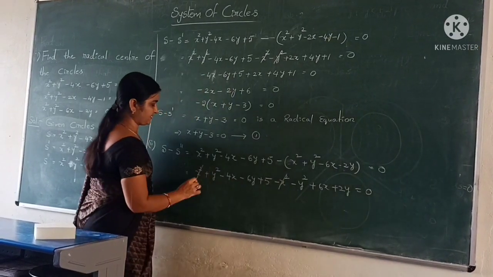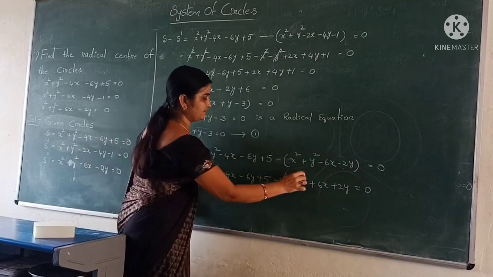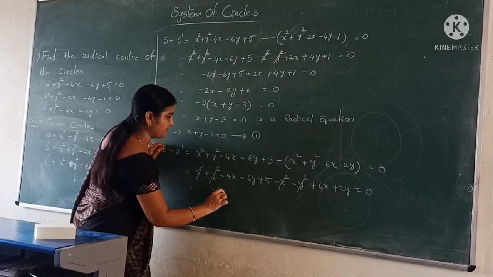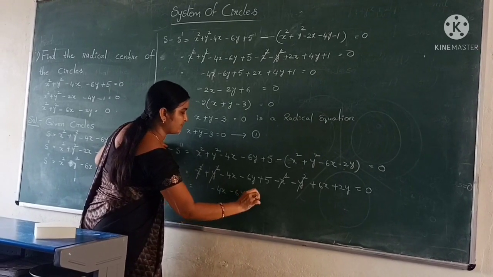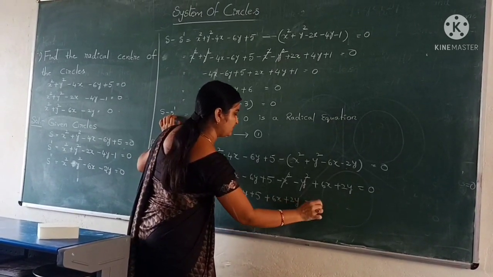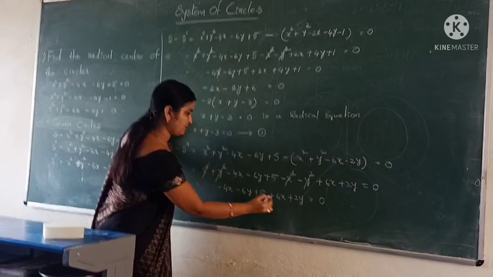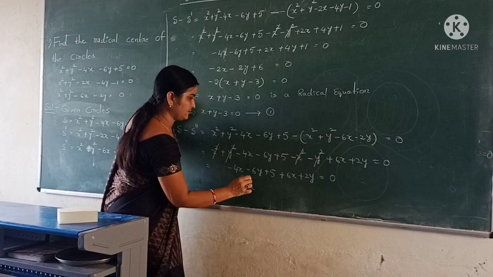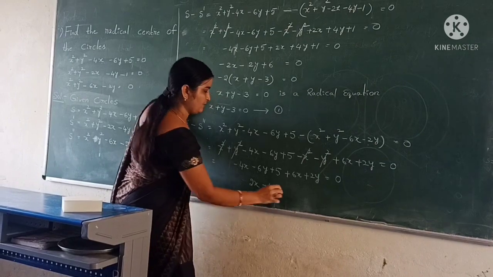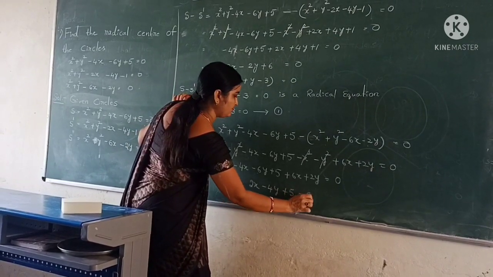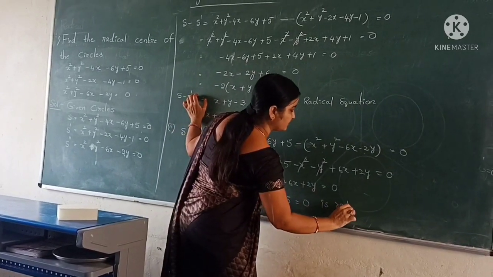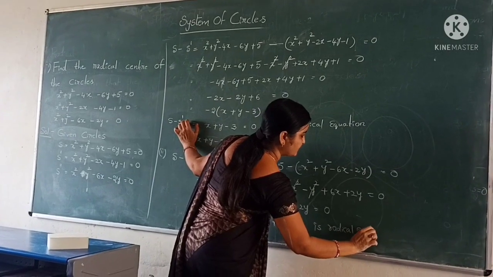Here x square minus x square gets cancelled, and y square minus y square gets cancelled. The remaining terms are minus 4x minus 6y plus 5 plus 6x plus 2y is equal to 0. Minus 4x plus 6x is 2x, minus 6y plus 2y is minus 4y, plus 5 is equal to 0. This is another radical axis equation.